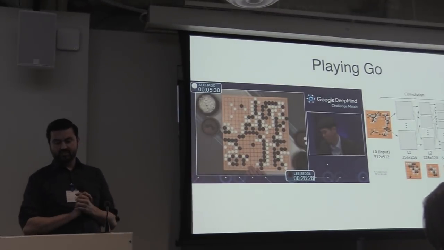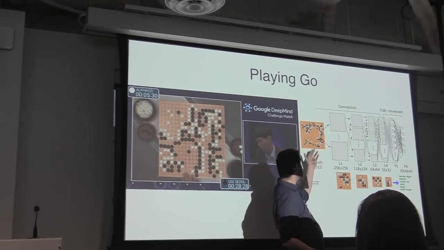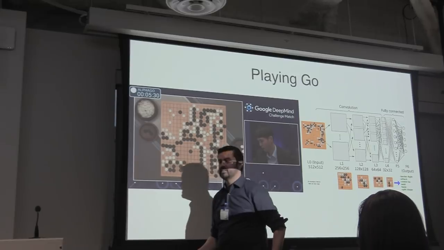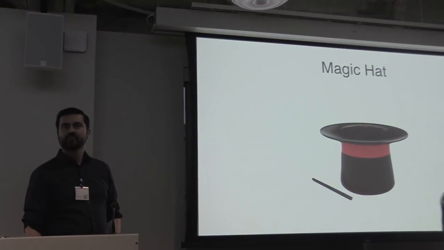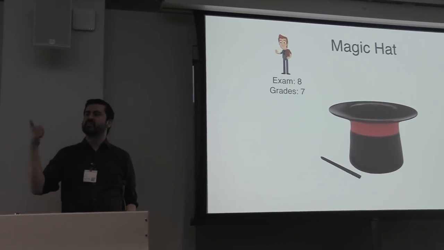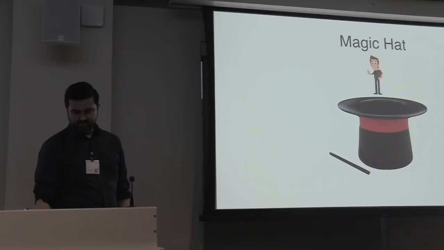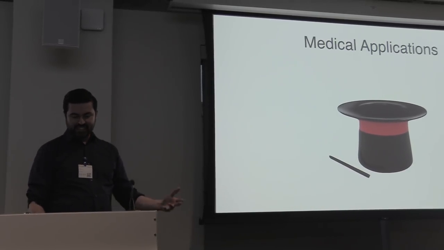Then the AlphaGo one is also a neural network. You input the board in some way. It's not just grid and text, but a bunch of things. Go through a neural network, and it'll tell you what to do. So the way I see neural networks is like a magic hat, right? I put in the information, and I get information out. So if I put in the student that has exam and grades, then this comes in, and the answer comes out: passed or didn't pass. And so every application can be seen like this.